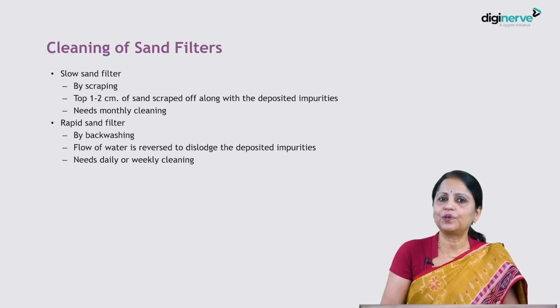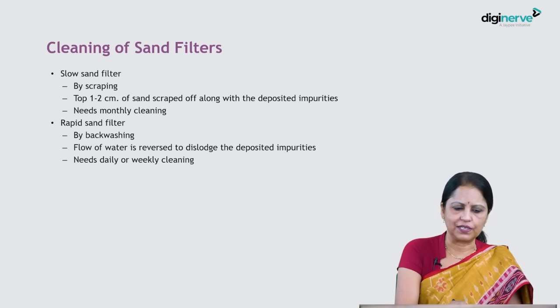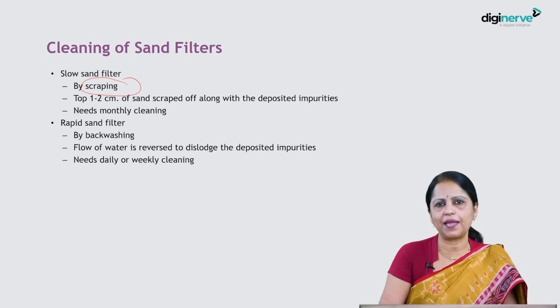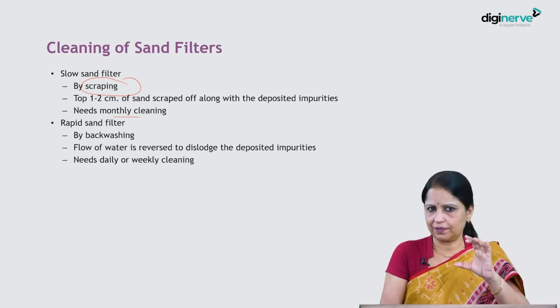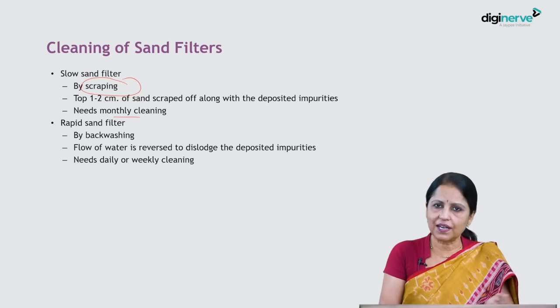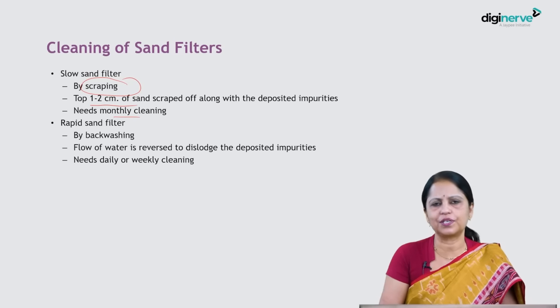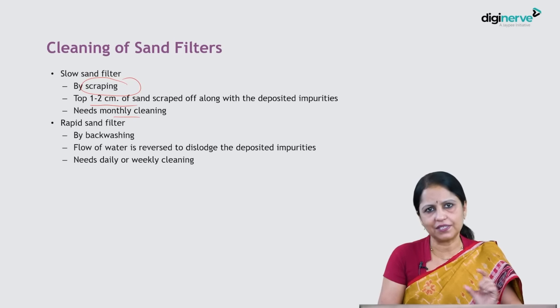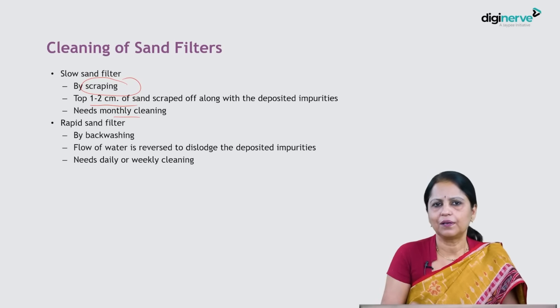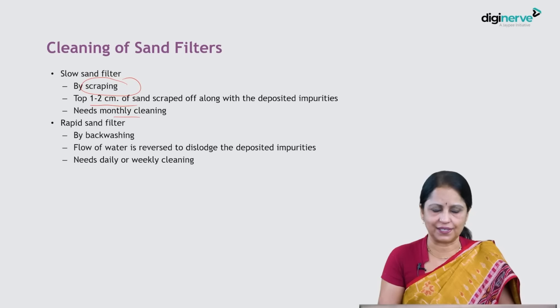So now let us come to cleaning of sand filters. They need to be cleaned regularly. So how are they cleaned? A slow sand filter is cleaned by scraping, and it needs to be done monthly. When the resistance is lost, as I discussed in the previous slide, then scraping is done. The top layer of the sand along with the vital layer is scraped off. Around 1.2 centimeter of sand along with the vital layer is scraped off, and then the filter is made to function again. It takes a few days to form the new vital layer.